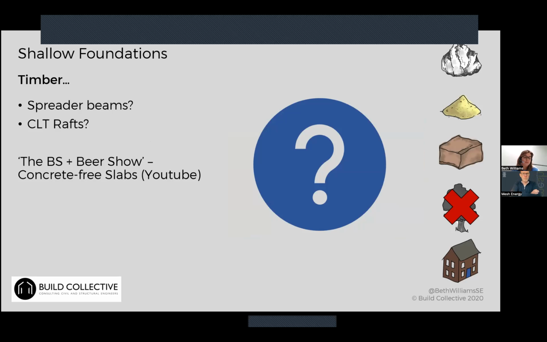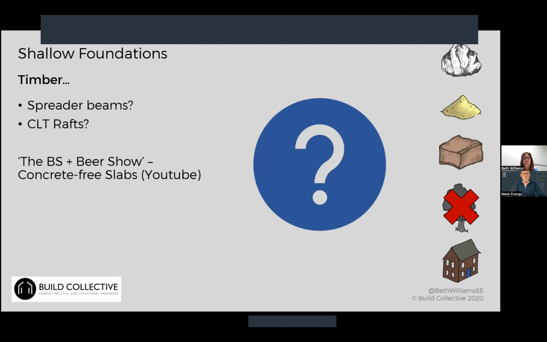And then just a question mark here about what timber options we have seen. We've done a little bit of using timber spreader ground beams, maybe on top of a compacted fill trench. You obviously do have to consider the specification of that timber, that it's durable enough to be in the ground. CLT rafts, I've seen particularly American commentators looking at that.